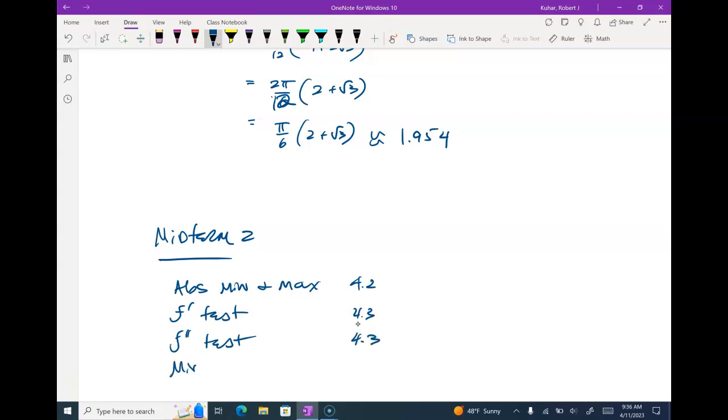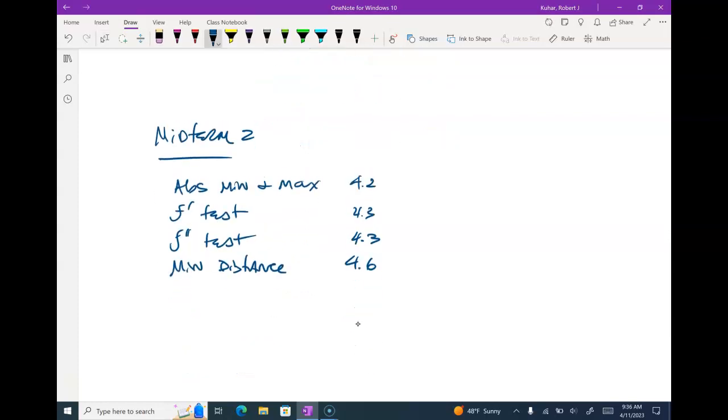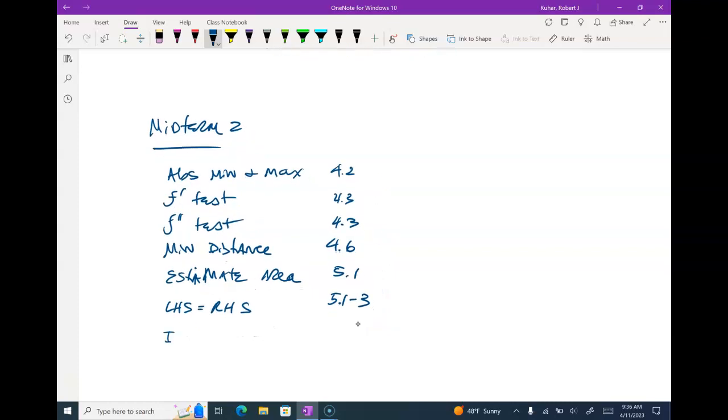You're going to have a min distance problem from 4.6. You're going to have an estimate area, that's 5.1. You're going to have the left-hand side, right-hand side. We'll do one like that next. That's homework 7, number 2. That's 5.1 to 3. And then you're going to have integrals. So that's 1, 2, 3, 4, 5, 6, 7, 8, 9, 10. There's your midterm 2.